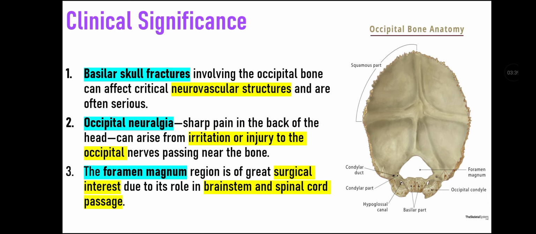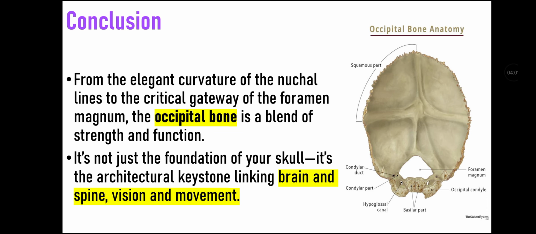From the elegant curvature of the nuchal lines to the critical gateway of the foramen magnum, occipital bone is a blend of strength and function. It's not just the foundation of your skull, it's the architectural keystone linking brain and spine, vision and movement.